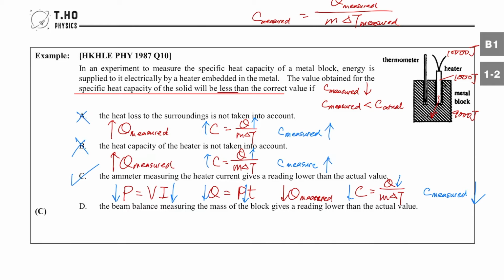Let's also look at D. The beam balance measuring the mass of the block gives a reading lower than the actual value. So that means the measured mass is lower. As a consequence, C is equal to Q over m delta T. So if the mass measured is lower, that will give us a higher C. So C measured will be higher, which is not our answer. So the answer is C.